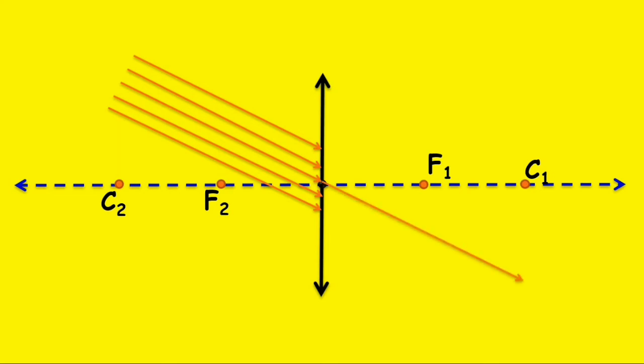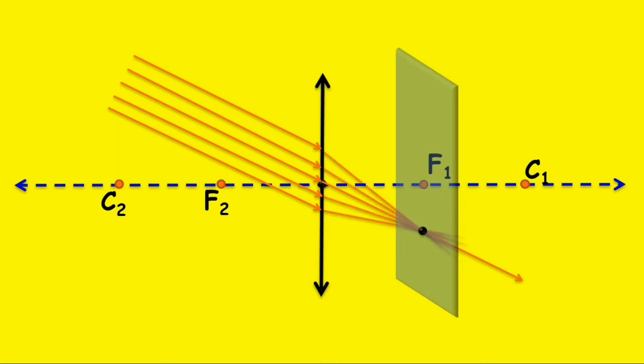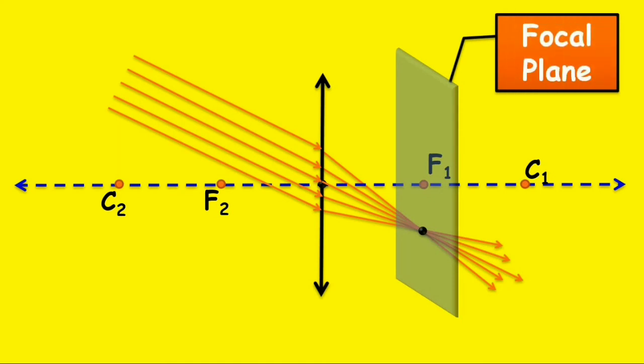If you draw a plane which is perpendicular to the principal axis, then this ray will touch the plane at a point, a black spot. Now when we extend them, all the remaining rays will also pass through the point where they meet the plane which is perpendicular to the principal axis, and that plane is called the focal plane.